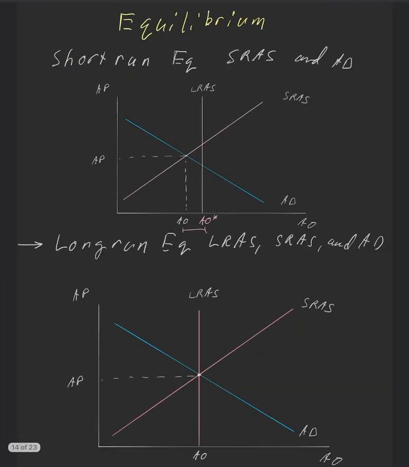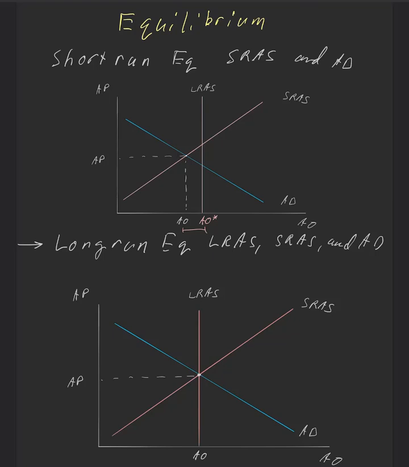Okay, now let's add these 2 ideas together and talk about equilibrium. I'm graphing my aggregate demand, my short-run aggregate supply, and my long-run aggregate supply. When my short-run aggregate supply and my aggregate demand cross right here, we get short-run equilibrium. So short-run equilibrium happens between short-run aggregate supply and aggregate demand. Notice that this is over here. It is not on the long-run aggregate supply curve.